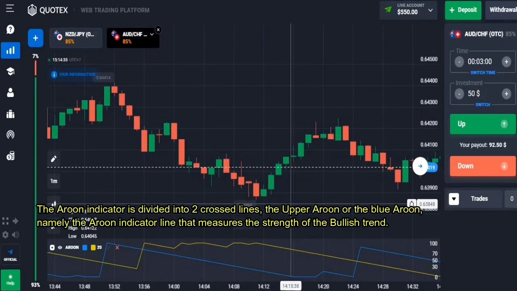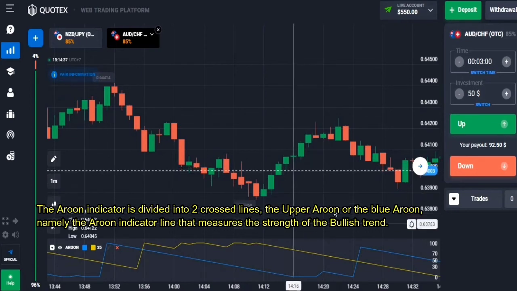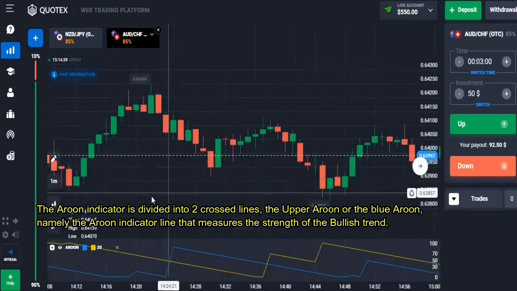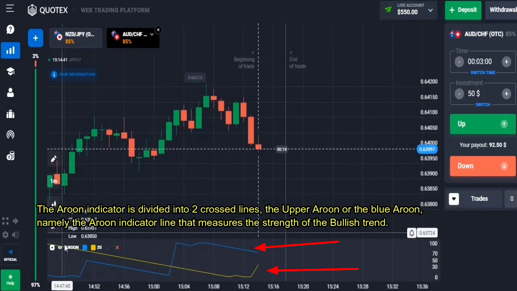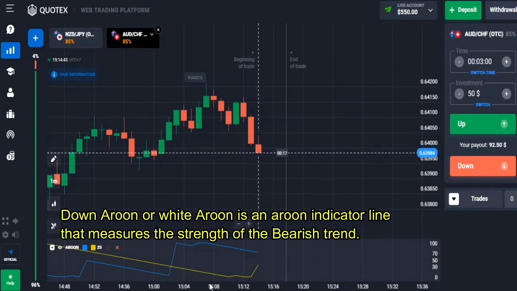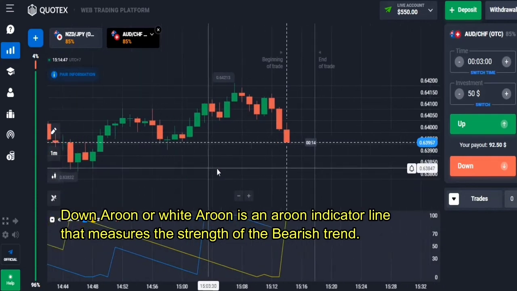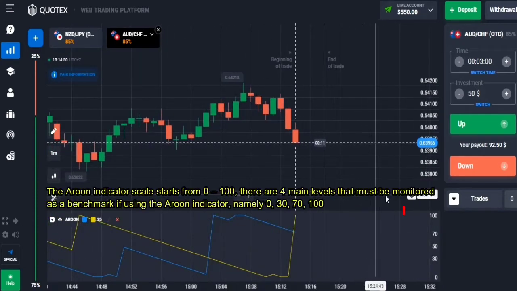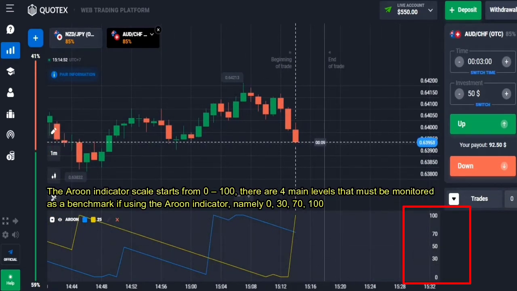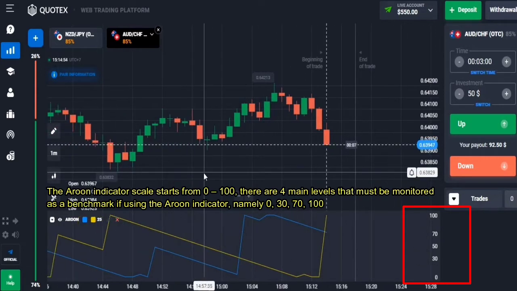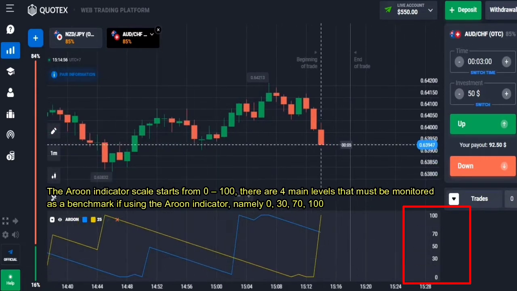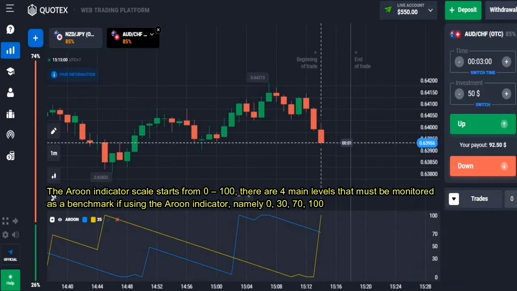How to read the Aroon Indicator. The Aroon Indicator is divided into two crossing lines. The Aroon up, or blue Aroon, is the line that measures the strength of the bullish trend. The Aroon down, or white Aroon, is the line that measures the strength of the bearish trend. The Aroon Indicator scale starts from 0 to 100. There are 4 main levels that must be monitored as a benchmark if using the Aroon Indicator, namely 0, 30, 70, 100.